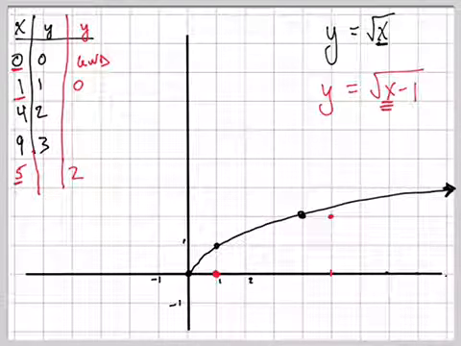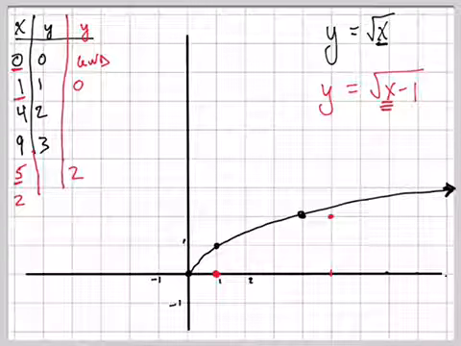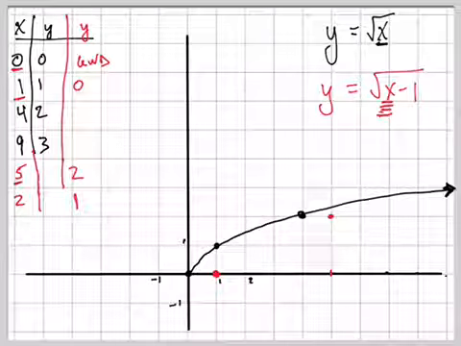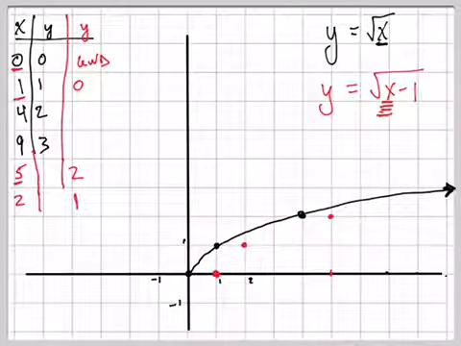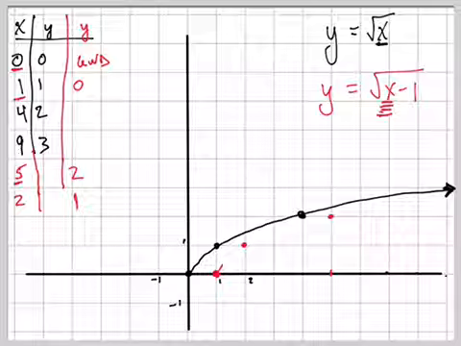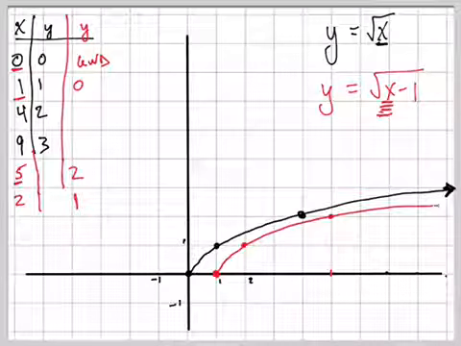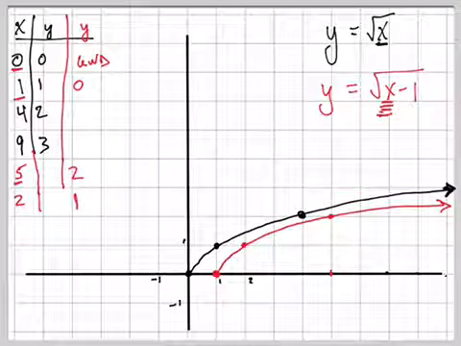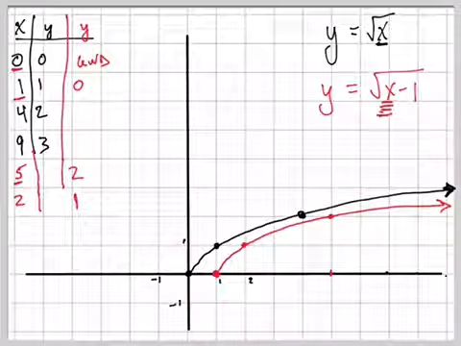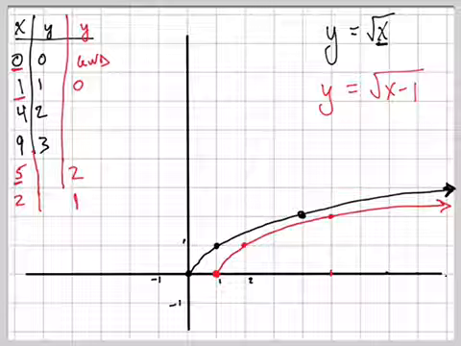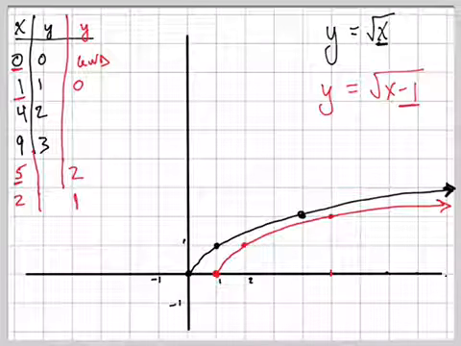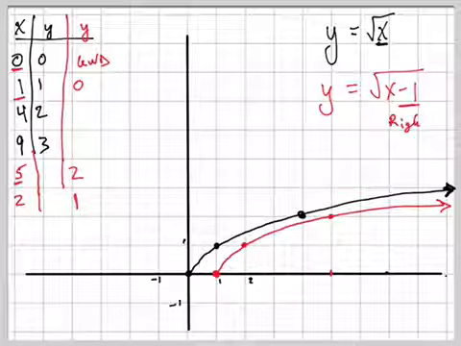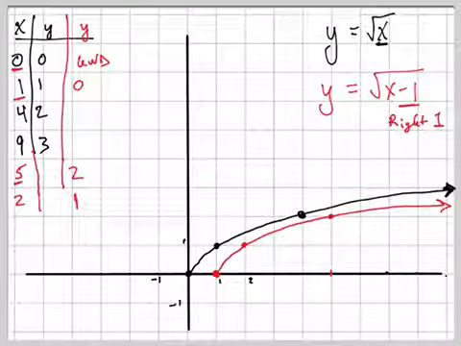Actually, I could have plugged in 2 also, couldn't I? If I plug in 2 here for x, I would get 1. So (2, 1). So what's this graph look like? It's not shifted down. What happened when I subtracted 1 on the inside? It shifted it right 1. See how it shifted that whole graph to the right 1?